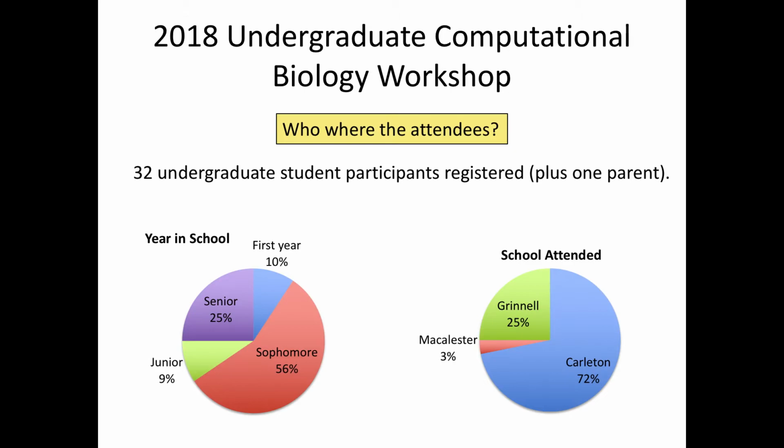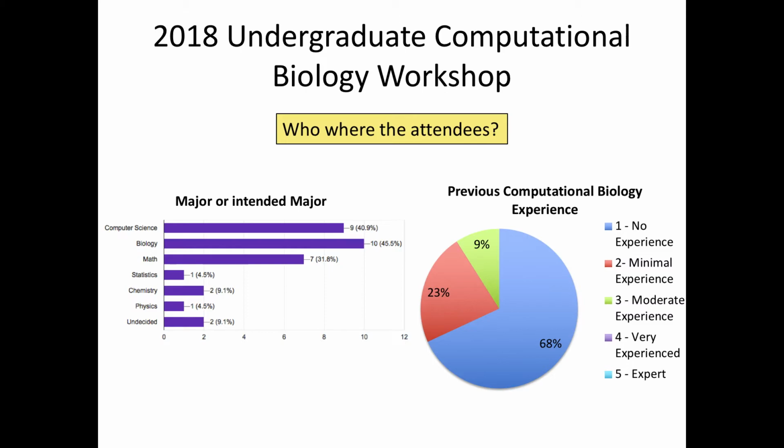We ended up with a large chunk of students from Grinnell because they were able to put together a carpool, whereas we ended up with fewer from Macalester, even though it was a closer institution, but students had more issues getting transportation to campus. We also polled these students to find out what their major or intended major was. Maybe not surprisingly, we got a wide range of different STEM majors, including computer science, biology, math, statistics, chemistry, physics, and of course some undecideds. We also asked students about their previous computational biology experience and found that largely the students had no experience or minimal experience prior to the workshop.